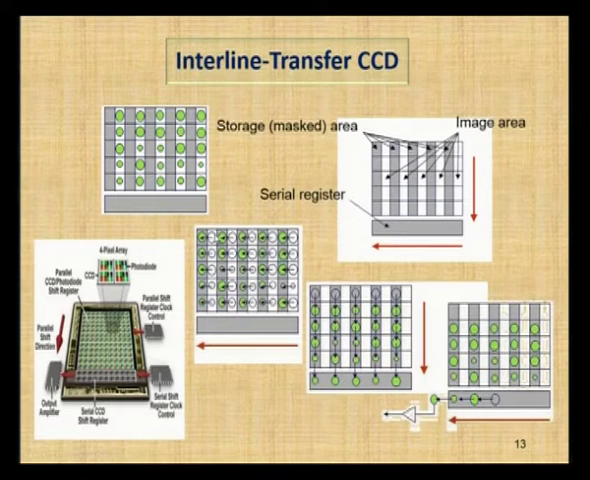When this image area is exposed to light, this is how the packets are arranged. Again these packets move to the left side, the masked area, and after this they move down to the serial register. In the second picture it moves to the left, and in the third one it moves downward in the masked area, and reaches the serial shift register. Then the charge is converted to an electrical signal, and it is fed to the output amplifier. This is how the interline transfer CCD works.